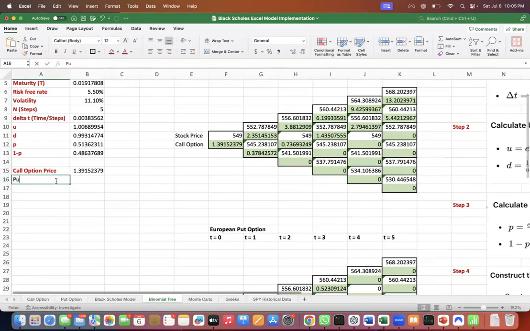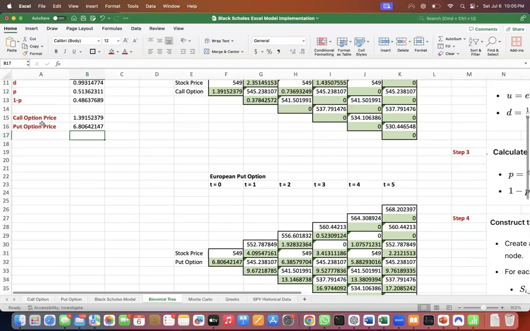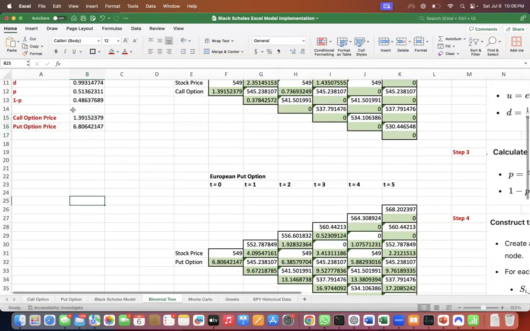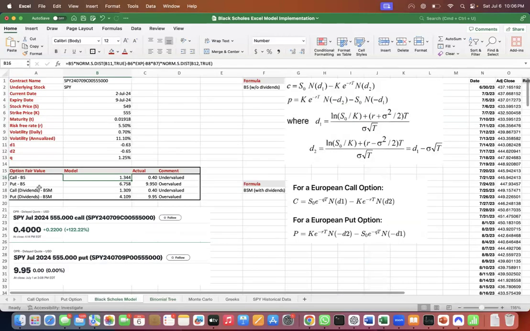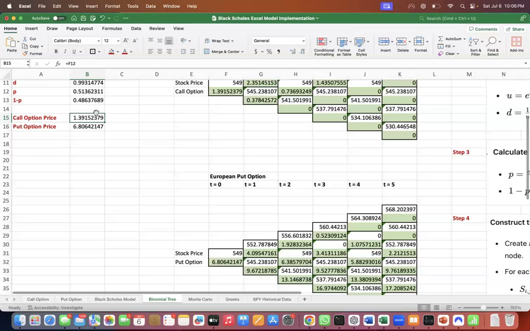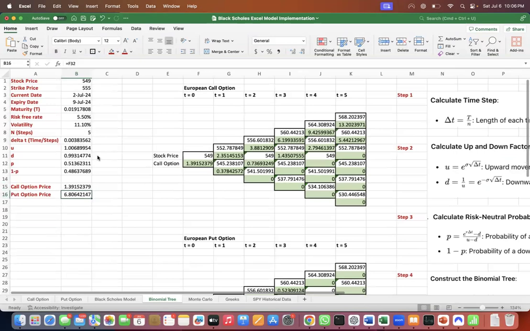So if you see, your put option price is nothing but this, which is 6.80. So this is the price that you got. Now, if you see the Black-Scholes model, the price we were getting for the call contract is 1.344, and what we are getting here is 1.39, right? And similarly, from the Black-Scholes model, the put value we were getting was 6.758, and from the binomial tree we are getting 6.8. So very close again, it's different, but close.